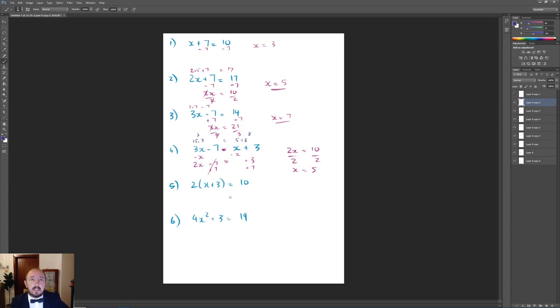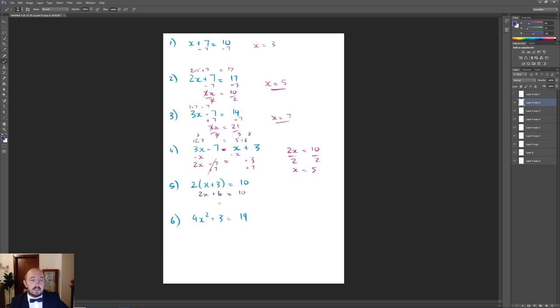If we have a bracket, then we have to remove the brackets by expanding, so we're using our last page here to help us out. 2 lots of x, 2 times x, 2 times 3 gives you positive 6, equals 10.